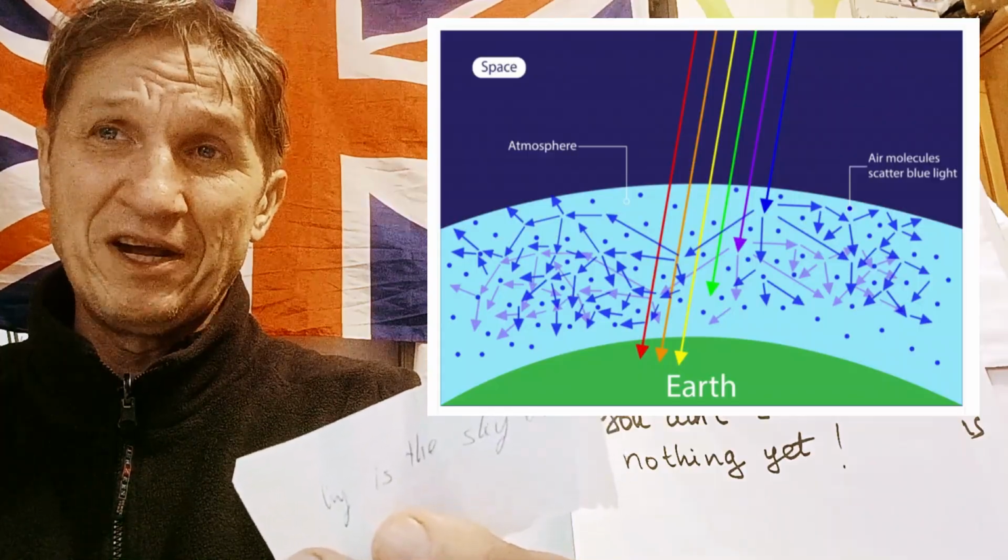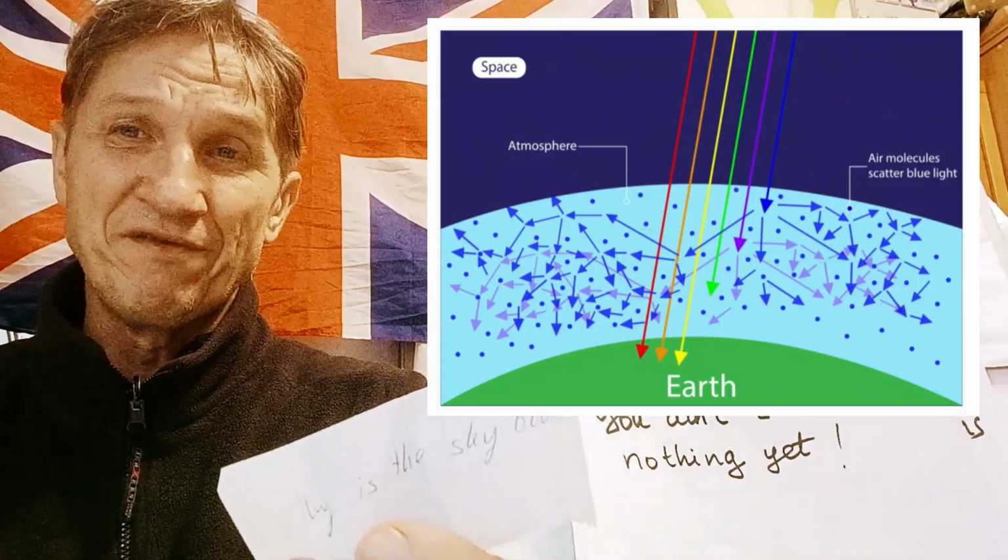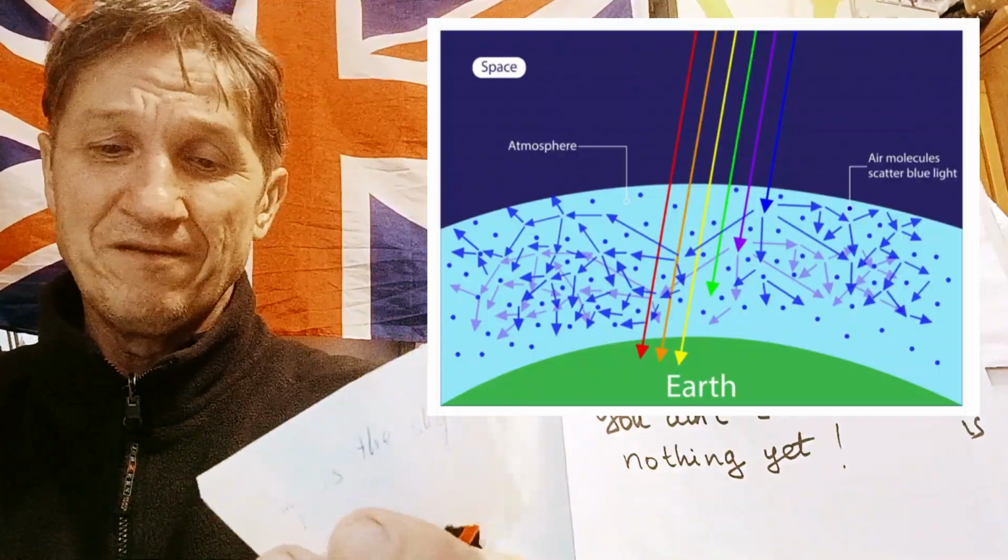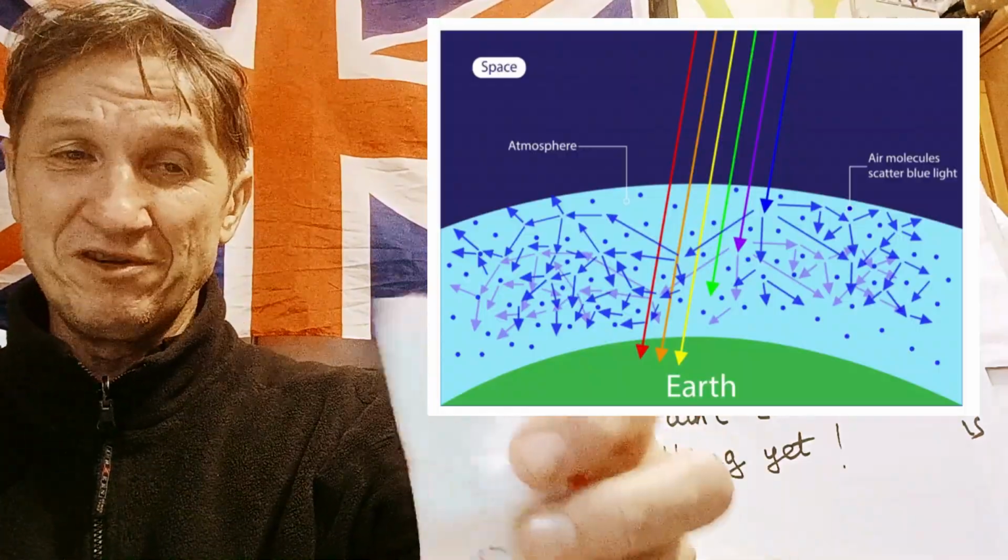Early morning it could be red. I think it's all the work of the sun and the position of the sun relative to Earth. Maybe that's the answer. Maybe you can tell me.